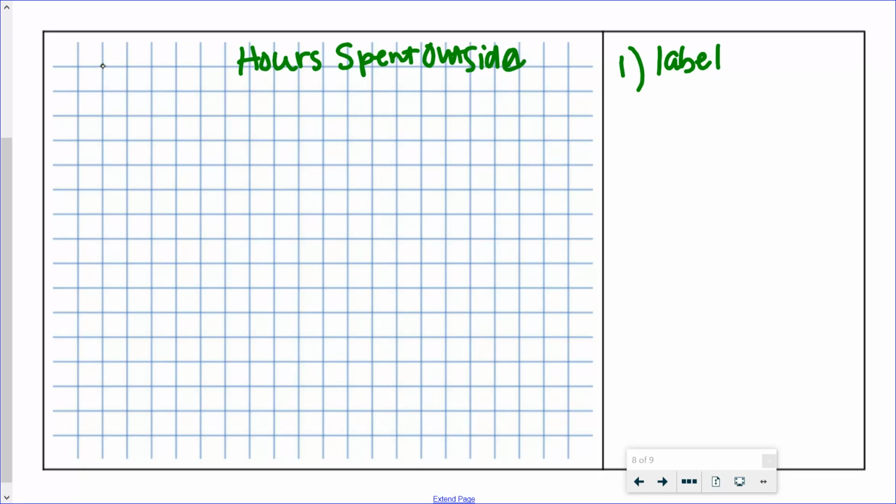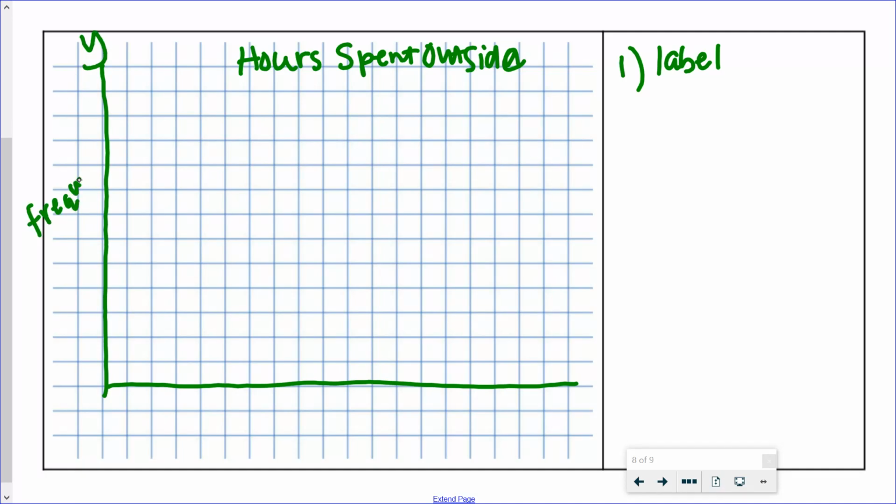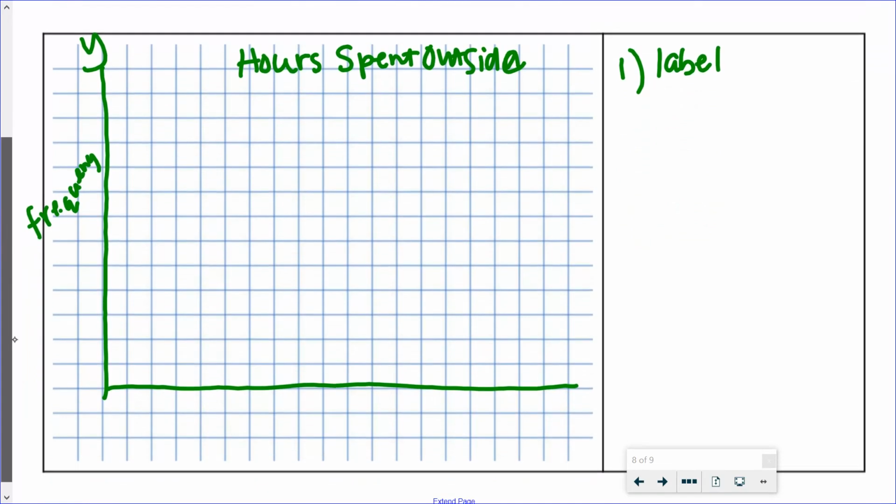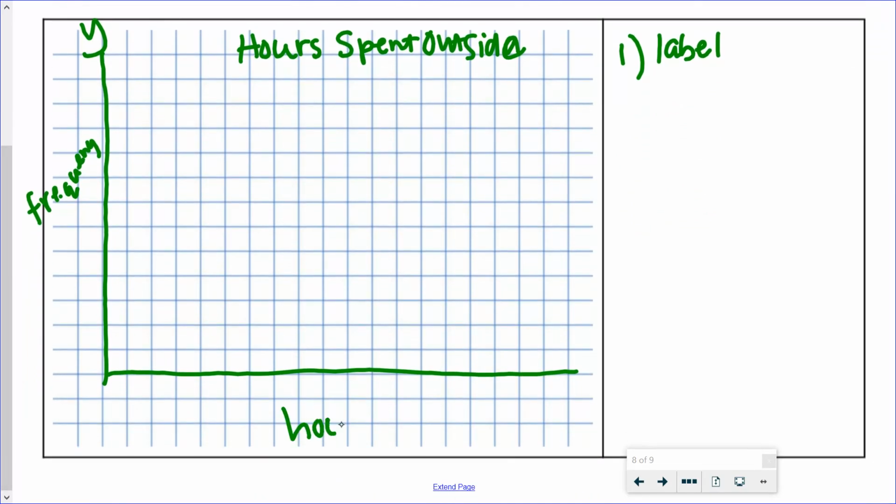Okay. And then I'm going to draw my axes, and I'm going to label my axes too. So my y-axis, my up and down axis, is always going to be the frequency. So that's going to be hours. Not hours, sorry. How often? How many people? My thing that I'm counting, the thing that is in groups, is the hours spent outside. So this is going to be my hours.